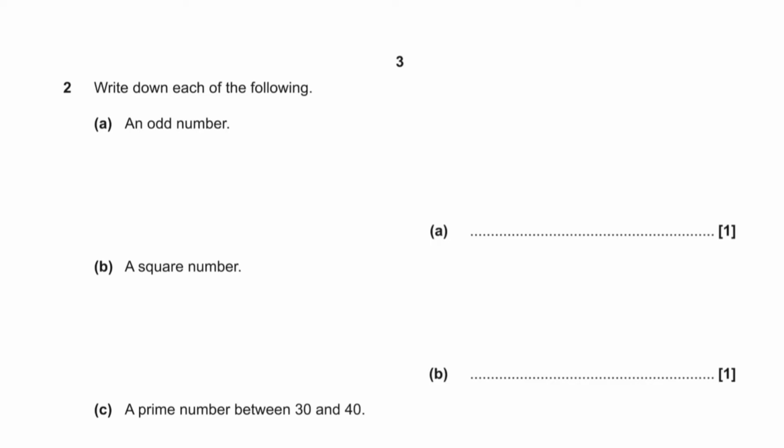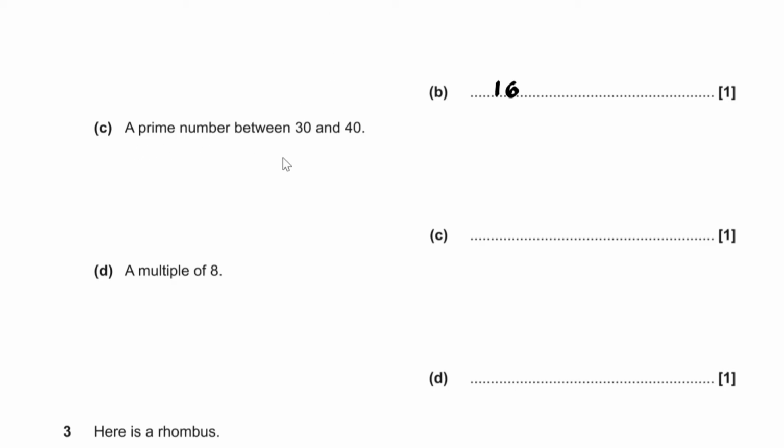Question number 2. For part A, we have to write down an odd number. We can choose any odd number. For example, we could have the number 7. For part B, we have to write down a square number. We can choose any square number. For example, we can choose 16.